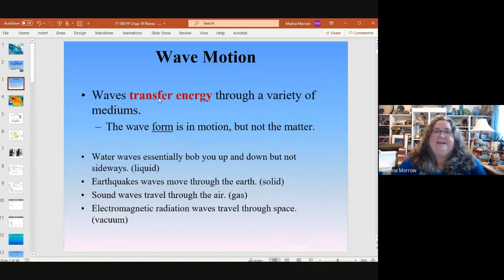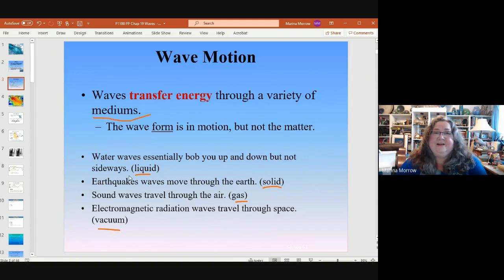Now, waves transfer energy in a variety of what are called mediums. The medium is the material that it's in. Water waves are in a liquid, and earthquake waves move through the solid earth. Sound waves travel through the air, which is a gas. Electromagnetic waves don't actually need a medium except the vacuum of space, which is more complex than it sounds. But yes, they don't need any materials except empty space.